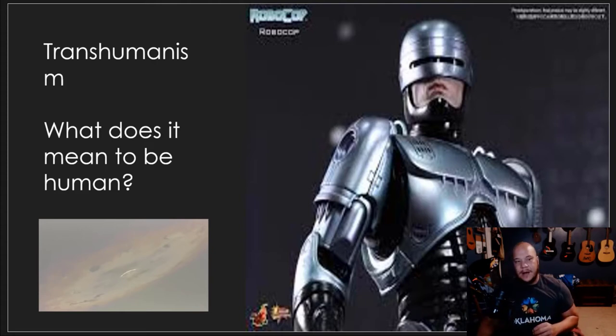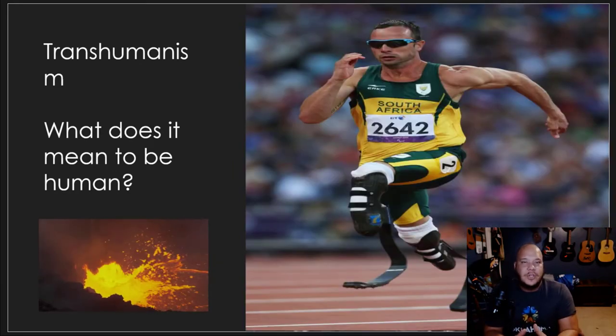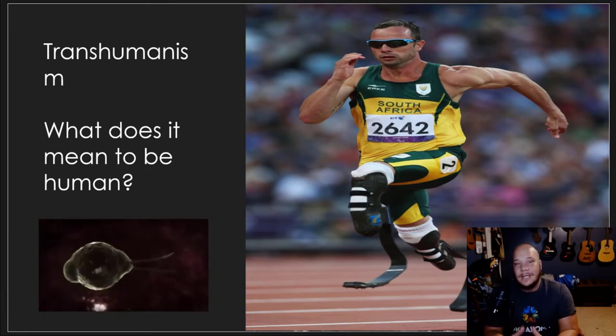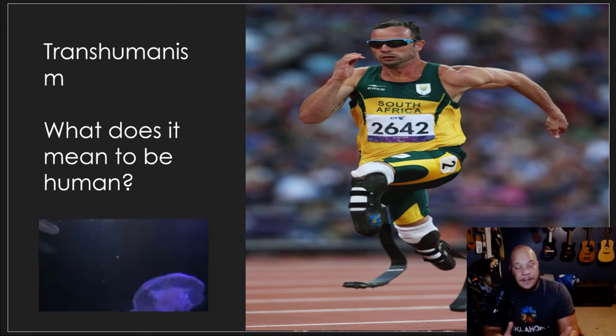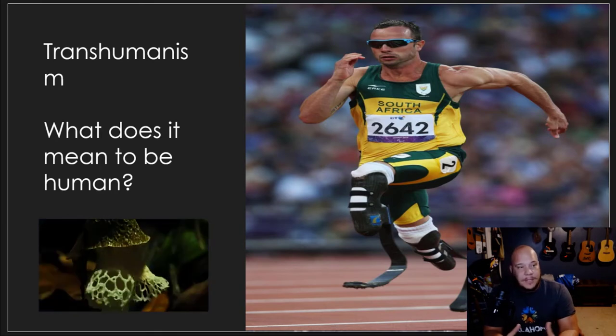This guy's name is Oscar Sartorius. Now, I know I'm going to mispronounce his name, and I apologize. So Oscar is one of these transhumanist types of early adopters. Unfortunately, he lost his legs, but he ran in the U.S. Olympics.